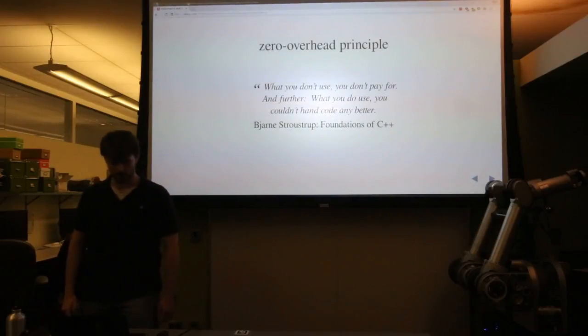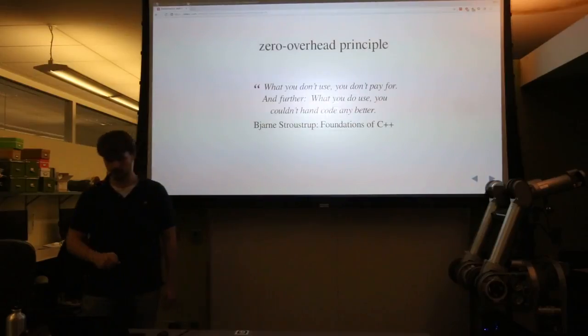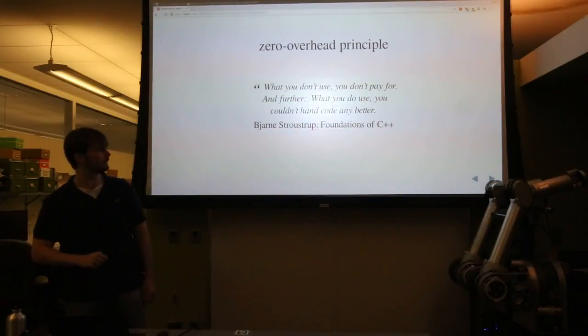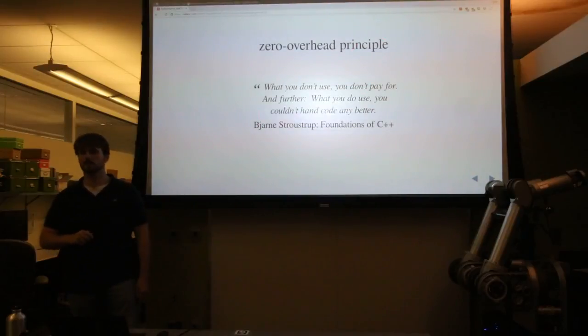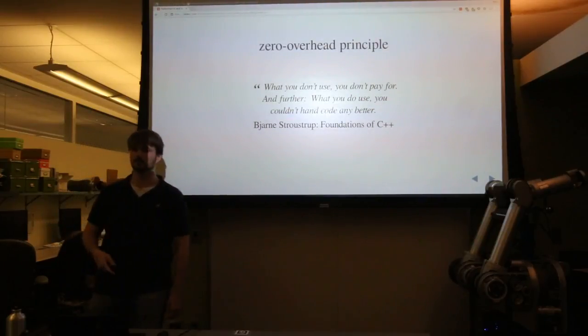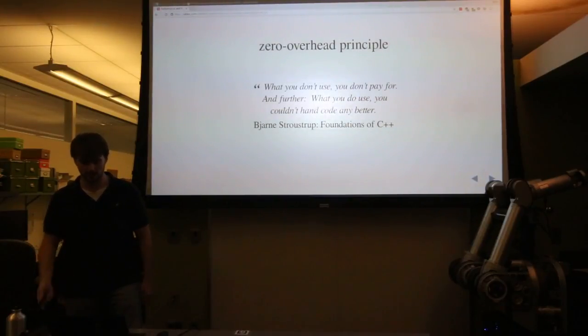So the creator of the C++ language, Bjarne Stroustrup, coined this term, the zero overhead principle. What you don't use in a language, you don't pay for. So just because some feature exists, if you don't use it, you shouldn't suffer for it. And if you do use some abstraction, you couldn't hand code any better. You couldn't find a better way to write the code than what the compiler produces, by guarantee.